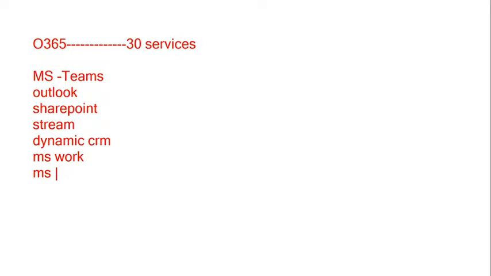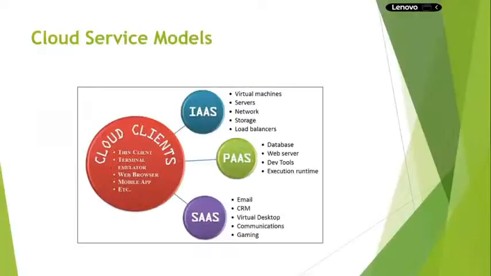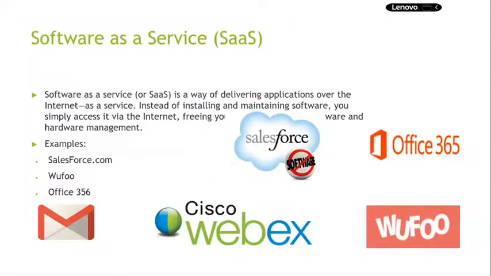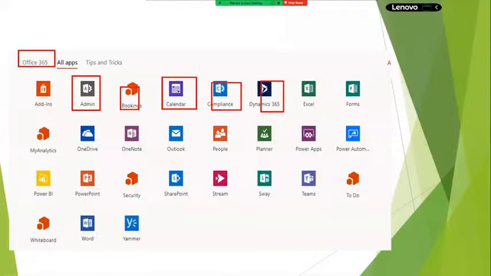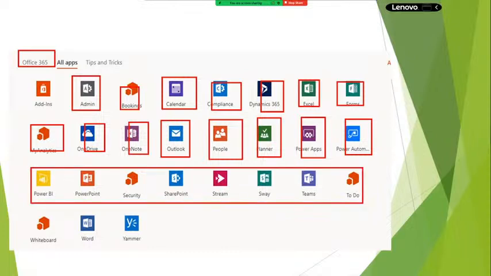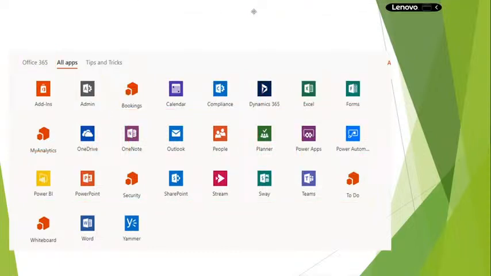Okay, yeah, this is what Software as a Service. See guys, these are the components provided by Office 365: Admin, Bookings, Calendar, Compliance, Dynamics, Excel, Forms, Analytics, OneDrive, OneNote, Outlook, People, Planner, Power Apps, Power Automate, Power BI. All these things are managed by Microsoft. You need not worry about managing these things. This is about Software as a Service.